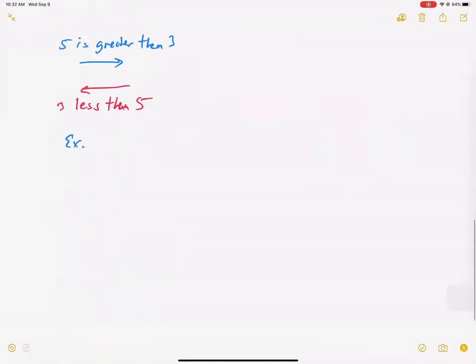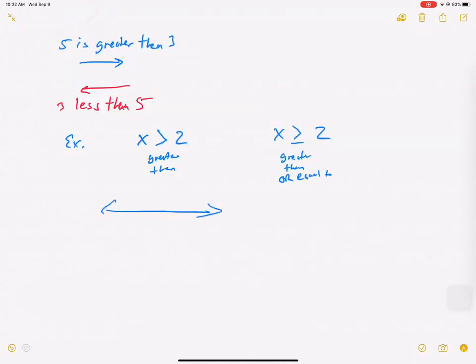We're gonna say 3x is greater than 2, and x is greater than or equal to 2. Let's look at the difference. One is greater than, and one is greater than or equal to. So I'm gonna draw my line graph. This is what we call a one-dimensional line graph. It only goes left to right.